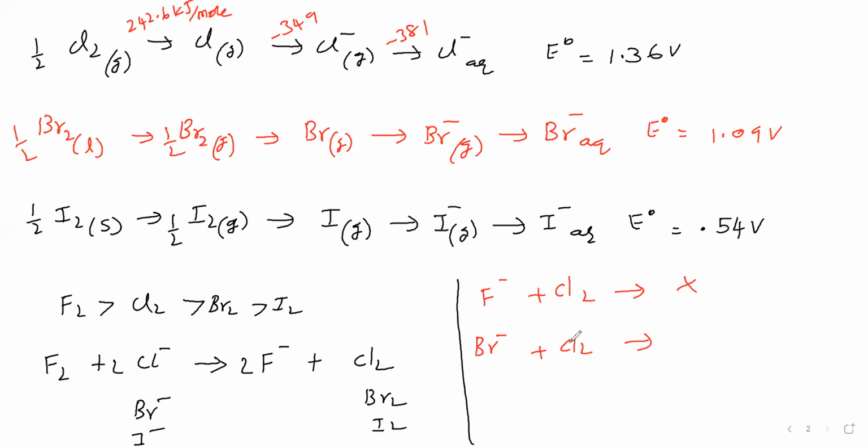Now we will take Br minus and Cl2. Chlorine has more oxidizing power than bromine. Therefore, Br minus can undergo oxidation and becomes bromine. Cl2 undergoes reduction and becomes Cl minus. Similarly, I minus can be converted into I2. Next, we will take bromine and F minus. Bromine oxidizing power is less, therefore bromine cannot oxidize F minus. Then we will take Cl minus. Bromine oxidizing power is less than Cl, therefore Cl minus cannot undergo oxidation.